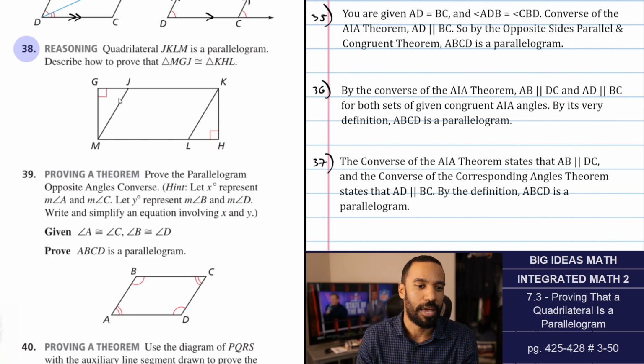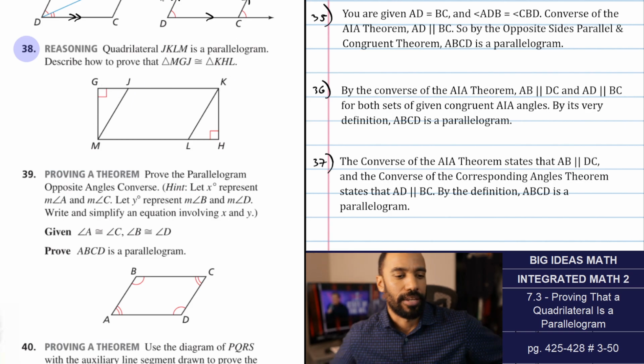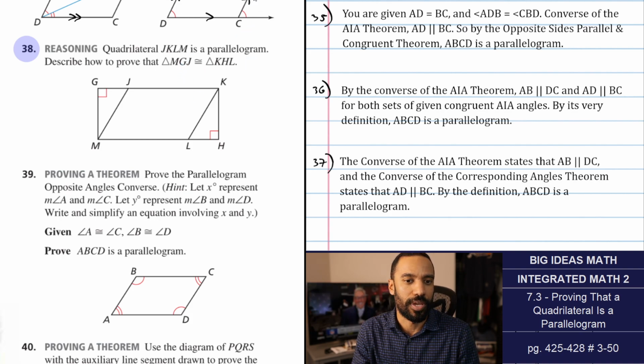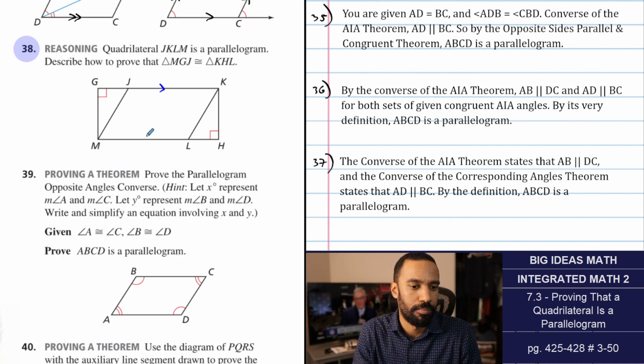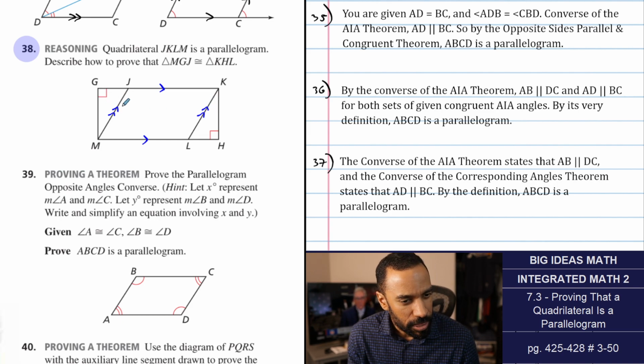Quadrilateral JKLM is a parallelogram. Describe how to prove that triangle MGJ is congruent to triangle KJL. Okay, so let's work off this. We've got a parallelogram, so a parallelogram would automatically have opposite sides parallel. We have that. Can I work that to do anything with the angles?